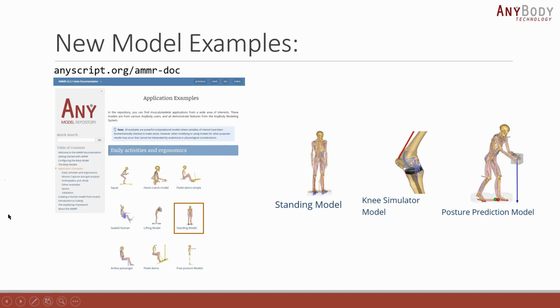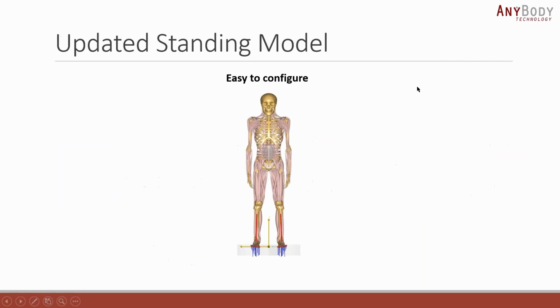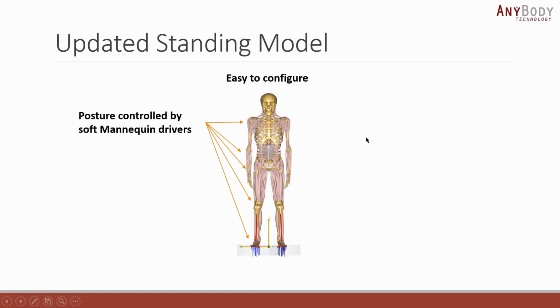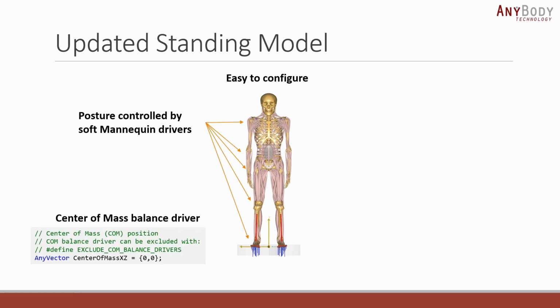Thanks, Martin. Okay, so I'm going to start off by showing you an updated standing model. What's going on here is that it's now a little bit easier to configure, and there are 4 main features that we've added to it. The first is that posture is controlled by soft mannequin drivers. The second is that we've added a center of mass driver that helps with balancing the model, and you can actually adjust the position of this center of mass if you would like.